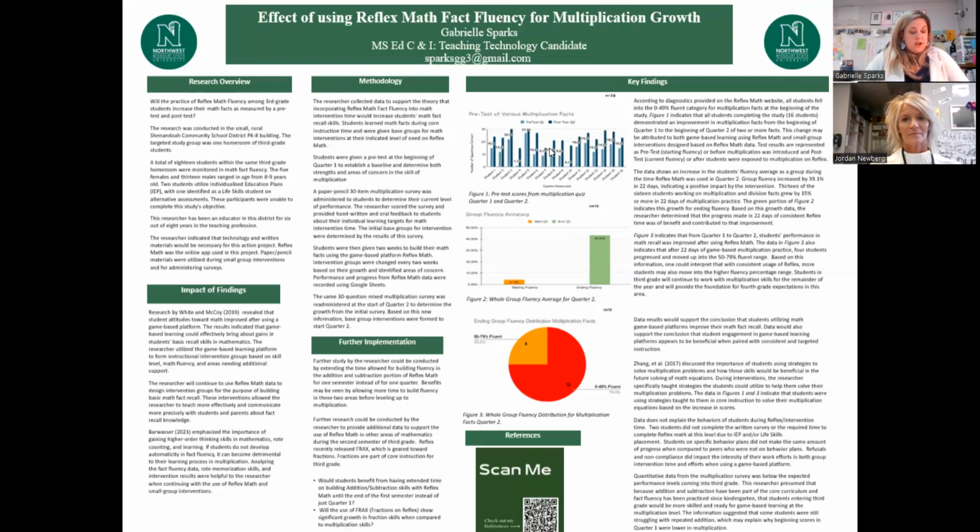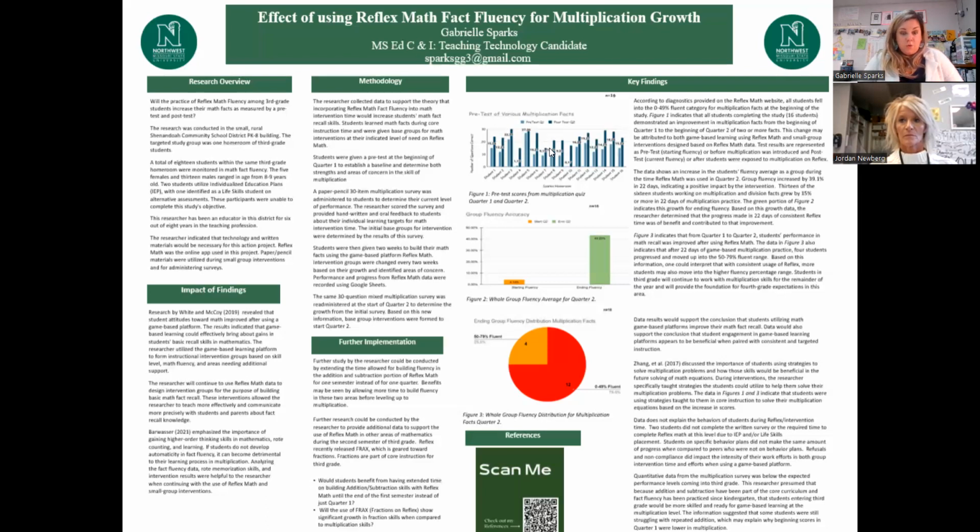To analyze the data, I created a Google Sheets data tracker to help me determine the appropriate numbers for graphs and information related to the impact of Reflex Math. This spreadsheet helped me in creating the graphs in Google Sheets and Google Docs. Since Reflex offers a variety of graphs on their teacher dashboard, I was able to choose the ones that were best for this poster. According to the diagnostics provided on the Reflex Math website, all of my students fell into the 0 to 49% fluency category for multiplication facts at the beginning of this study.